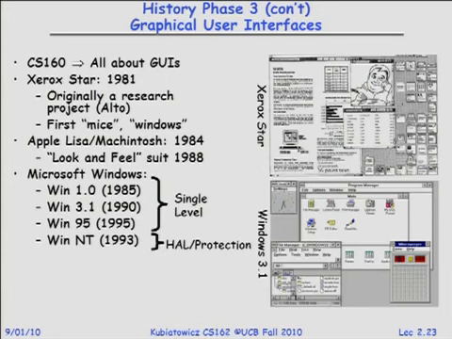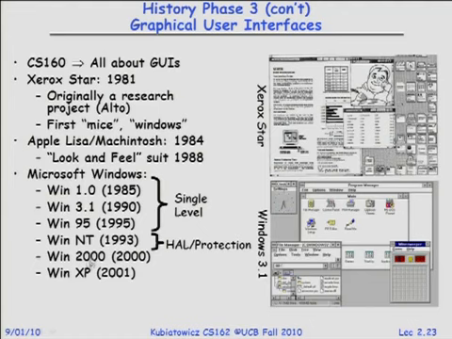And then by the time we get to Windows 2000 and Windows XP and Windows Vista and 7 and all that sort of stuff, these are pretty much full operating systems. Okay, I should have put Windows 7 in here. I apologize, I didn't do that.